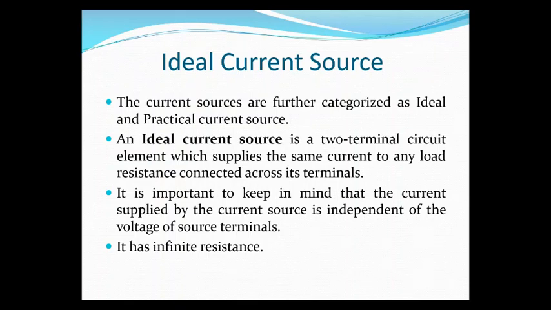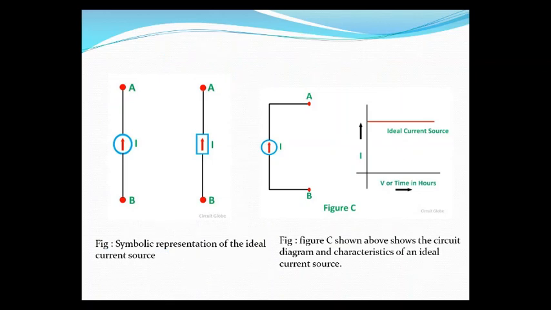It has infinite resistance. See here, this is the AC current source and DC current source, and the voltage and current characteristics of the ideal current source. Here, the current is constant by varying the voltage. Okay? Here, the voltage across the resistance is going on varying, then the current supplied by the source is constant.